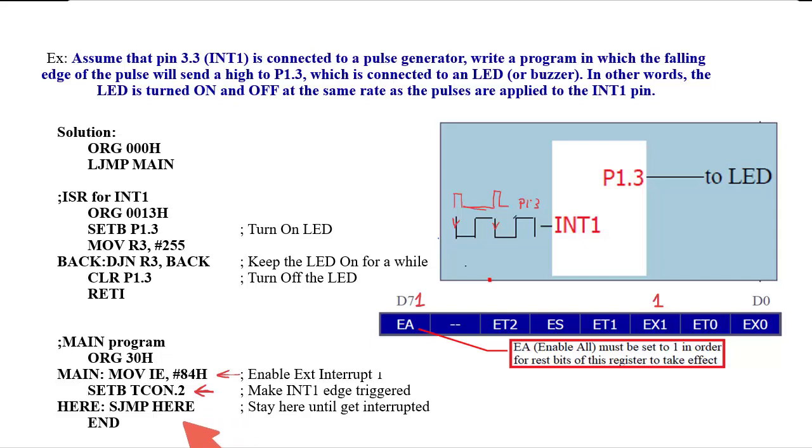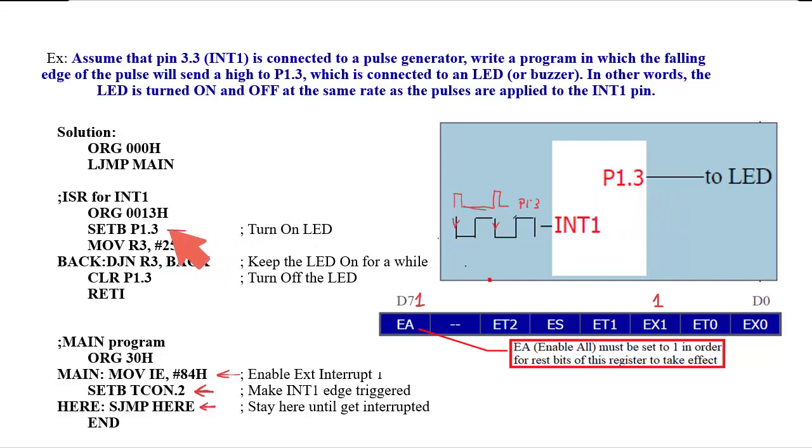After that, what do we need? We need to stay here. Like the previous example, we have used a jump instruction. It will be here. Whenever this falling edge comes, the execution will be transferred to the interrupt service routine. In this case, the interrupt service routine starts at memory location 0013. What do we need? When this falling edge comes, this P1.3 should be logic 1. Means we will use SETB P1.3.